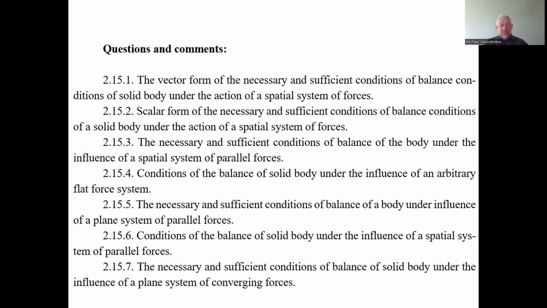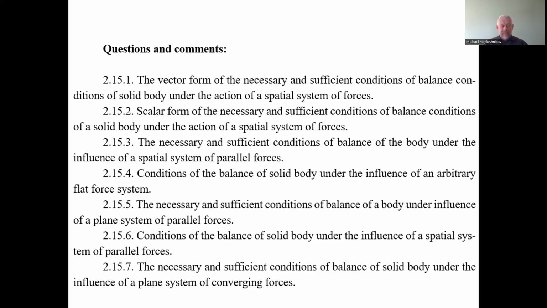Conditions of balance. 2.15.4 Conditions of balance of a solid body under the influence of an arbitrary flat force system. The necessary and sufficient conditions of balance of a solid body are that the total of the projections of all forces on each of the coordinate axes in the flat state is equal to 0, on each of the two axes, and that the rotating moment of all forces located in the plane 0xy has to be equal to 0.